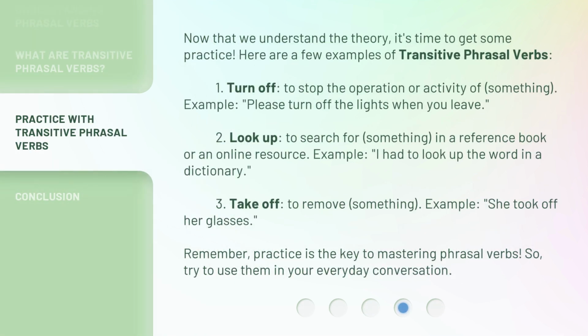Now that we understand the theory, it's time to get some practice. Here are a few examples of transitive phrasal verbs. 1. Turn off. To stop the operation or activity of something. Example, please turn off the lights when you leave. 2. Look up. To search for something in a reference book or an online resource. Example, I had to look up the word in a dictionary. 3. Take off. To remove something. Example, she took off her glasses.